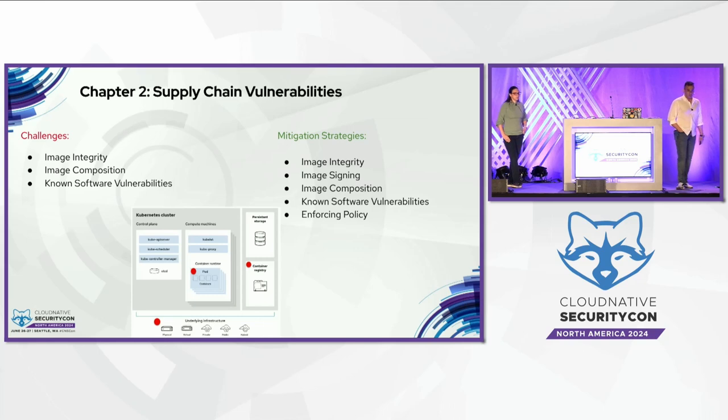The mitigation strategy for the second problem is image integrity and image signing. We should ensure that we download and deploy the trusted image. It's a key point of the second challenge of the OWASP Top 10. And also we want to ensure that because we download this image from the registry, for example a trusted registry, this image is not going to be tampered with during the download or deployment, and that there's no unauthorized access or change to this image.